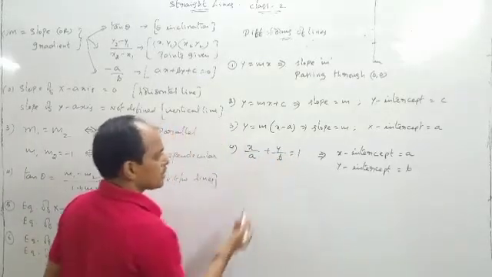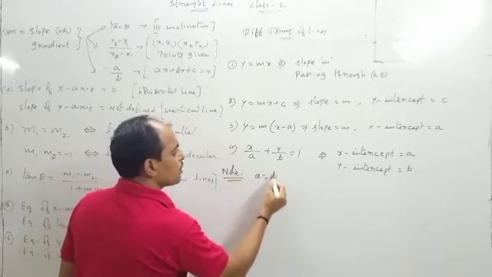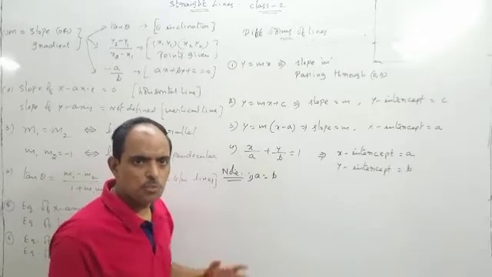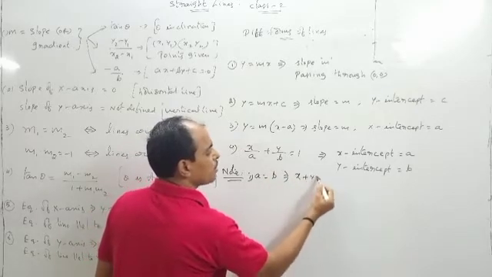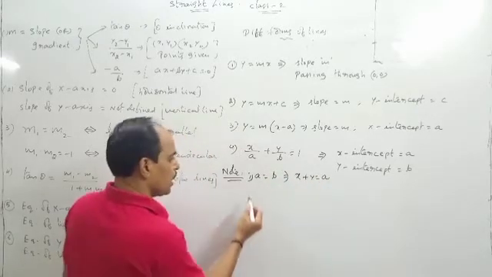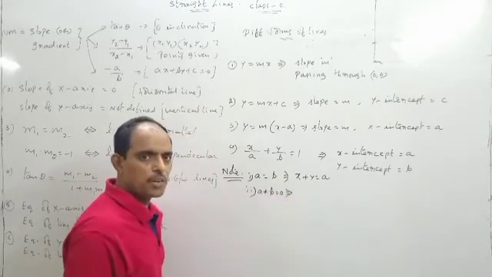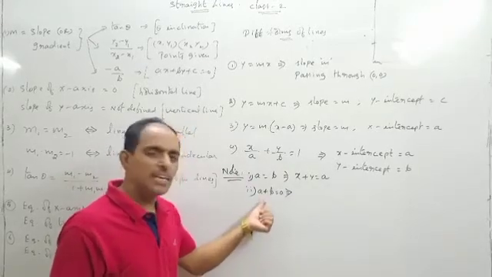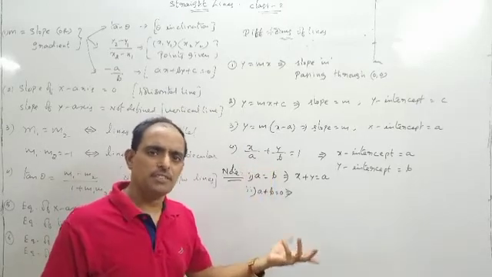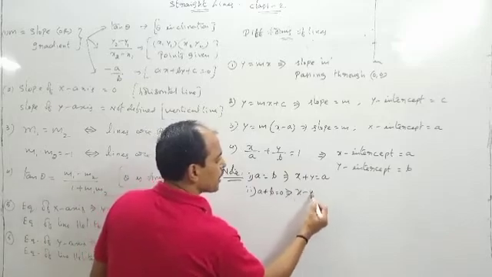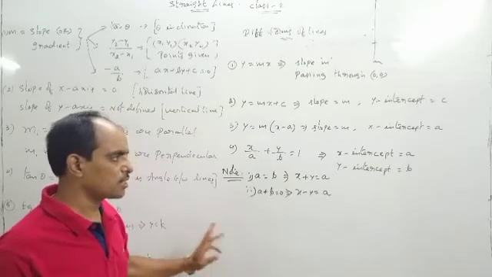Next, here I told some important points. The first point: if a equals b, which means the intercepts are equal, then the equation x by a plus y by a equals 1 becomes x plus y equals a. The second point: if a plus b equals 0, that means b equals minus a, so the intercepts are the same in magnitude but have different signs, then the equation will be x minus y equals a. I told this in the last class also.